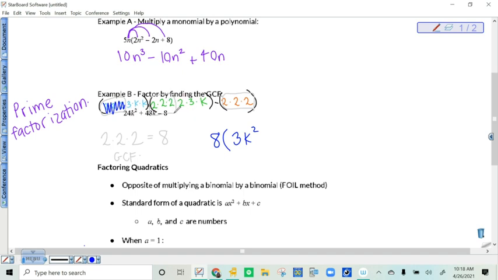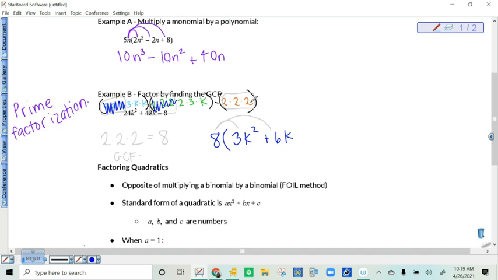Right? Now, the same thing for this one. From 48k, if I took out three twos, if I took out 8, what would I be left with? 2 times 3 times k, which simplifies to just 6k. So plus 6k. And again, if I multiplied 8 times 6k, I'd end up with 48k, which is what I want to get back, right?